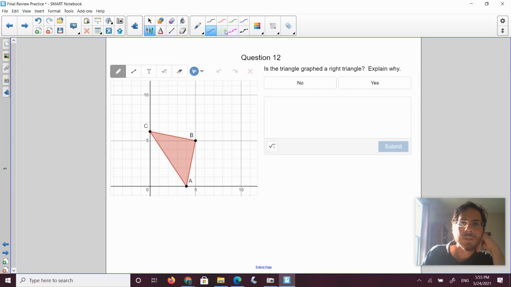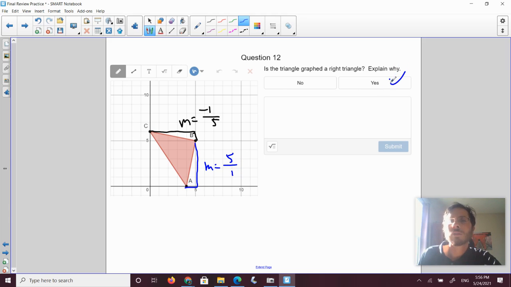For number 12, we have to decide if this is a right triangle and then explain why. There's a couple things that we could do. I think it's going to be easiest to just find this angle. That's the only one that looks like it might be a 90-degree angle. These are definitely not 90 degrees, so I'm just going to check if this is a 90-degree angle. So I'm going to check the slopes. So the slope here, we're going to go 1, 2, 3, 4, 5. So we went down 1 over 5. For this slope, we're going to go up 1, 2, 3, 4, 5, and we're going to go over 1. So 5 over 1.